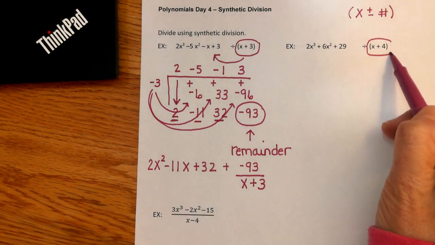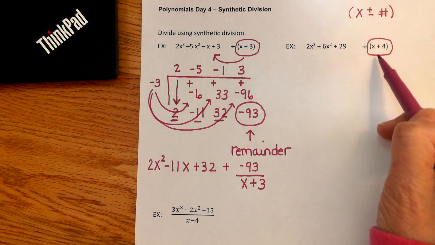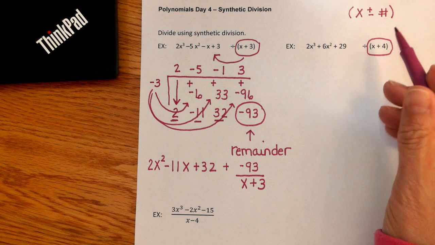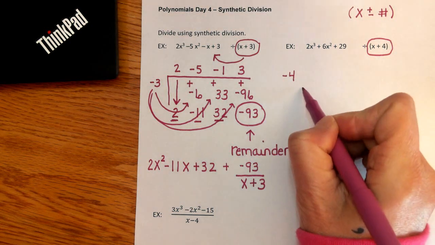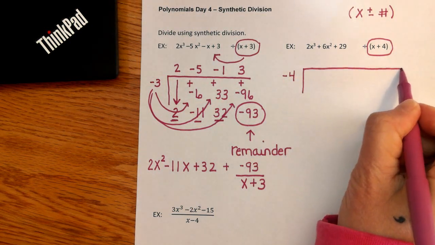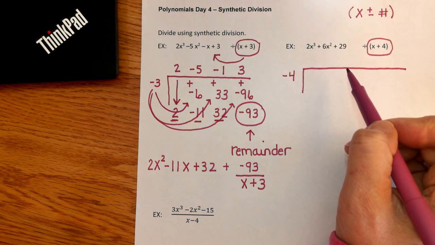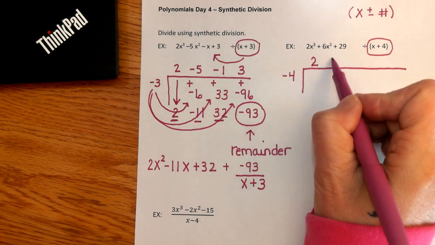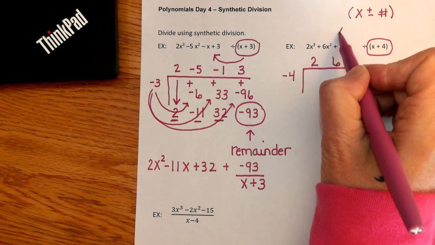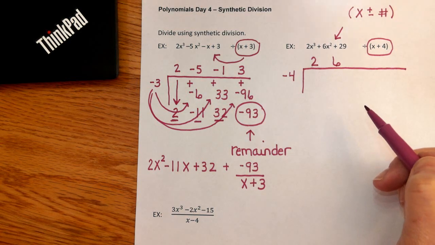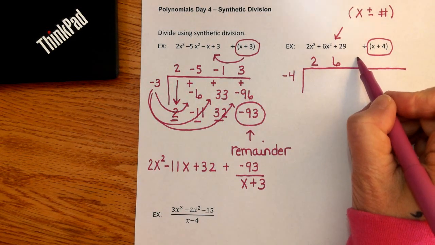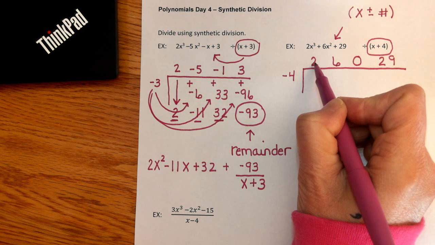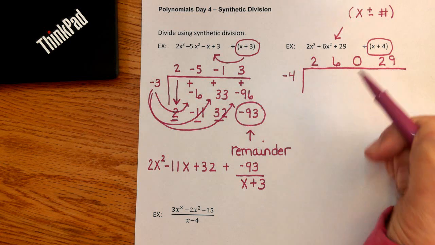So again, let's look to make sure we can do it. x plus 4, it's in the appropriate form. I want to find the root, which means I set it equal to 0 and solve for x. So it will be negative 4. I draw my box. I put the coefficient of each term on top. So 2, 6. Now you'll notice I don't have an x term. You have to put something in there for that x term. So 0 and 29. x to the third, x to the second, x, and the constant.